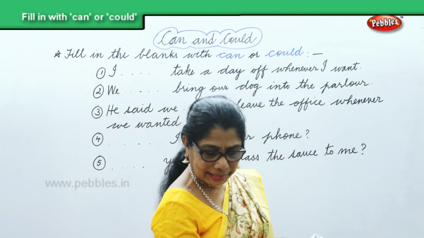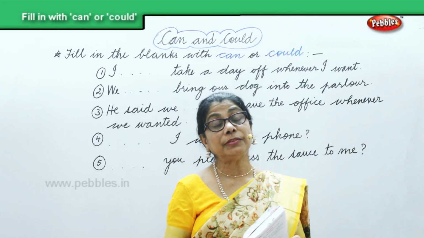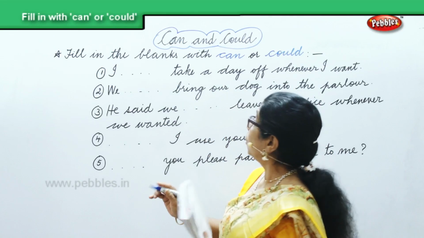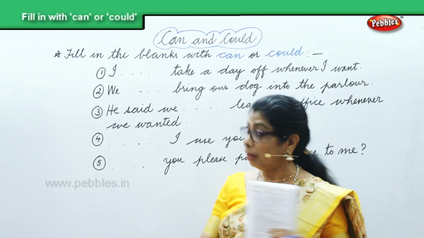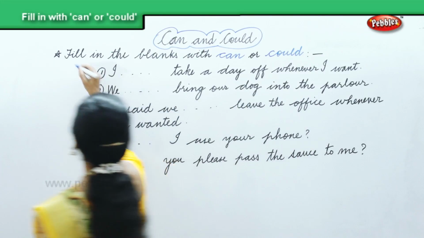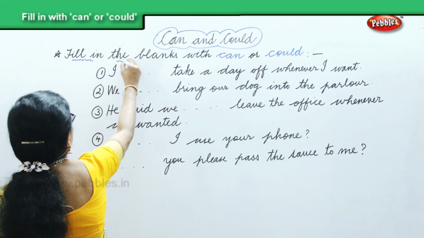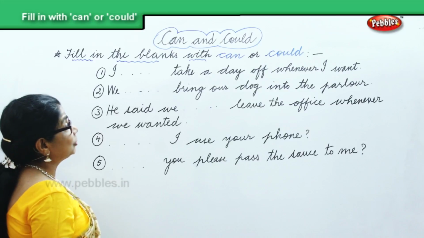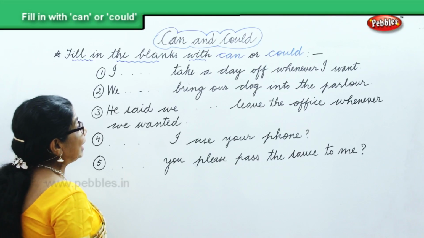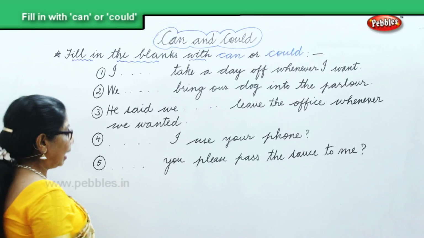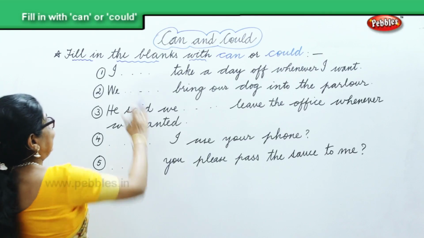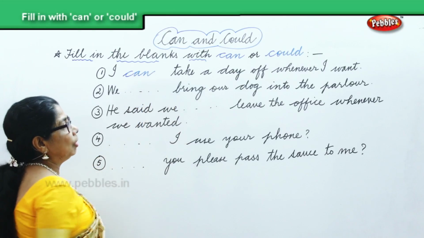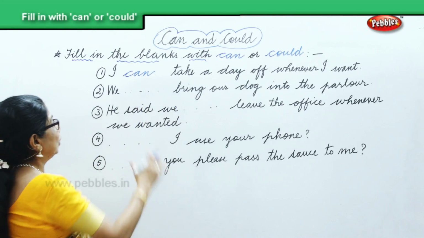Okay, now we have 5 sentences here and the usage of can or could. First one, fill in the blanks with can or could. First one, I dash take a day off whenever I want. I can take a day off whenever I want.